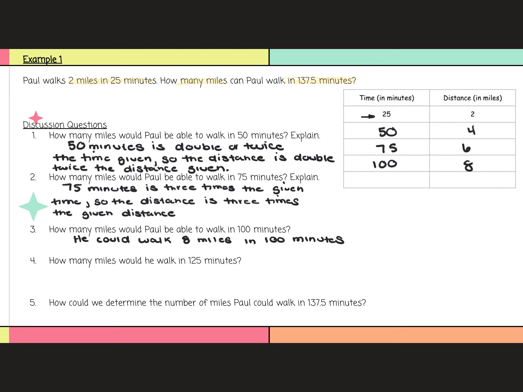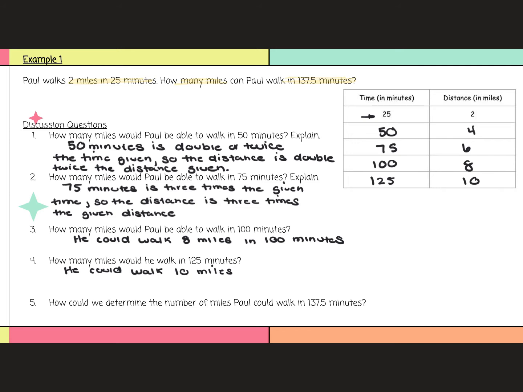Now they want to know, in 125 minutes, how many miles would he walk? We can definitely see 125 is 5 times the given amount of 25 minutes. Therefore, we multiply our given distance of 2 by 5, not by 10. In 125 minutes, he could walk 10 miles.